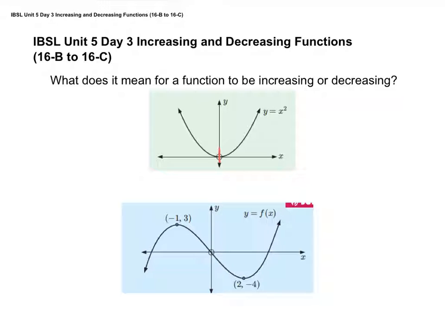You'll notice there's a point here at the vertex where everything to the left of that, it was decreasing. It was on its way down. And then once we pass that point, it's now increasing. So what we would say is it would be decreasing from negative infinity up to 0, but not including 0. Okay, we'll talk about that 0 in a sec. It's increasing.